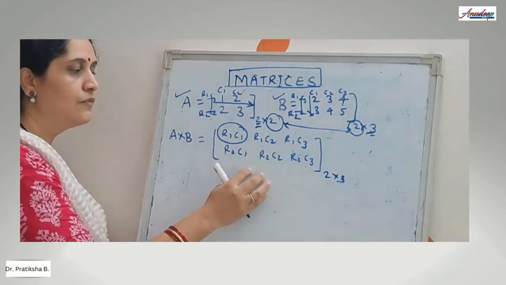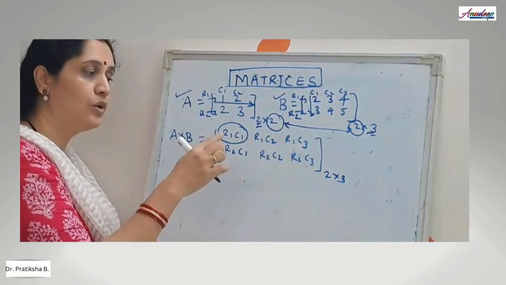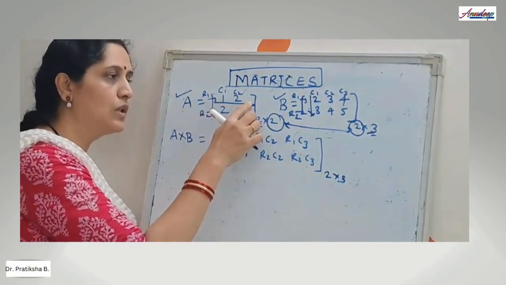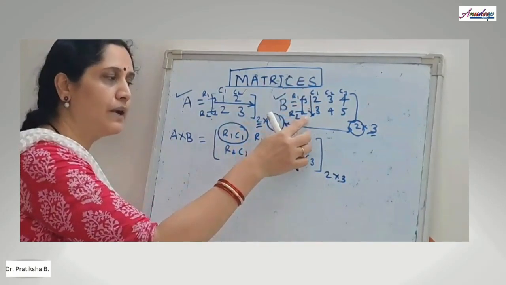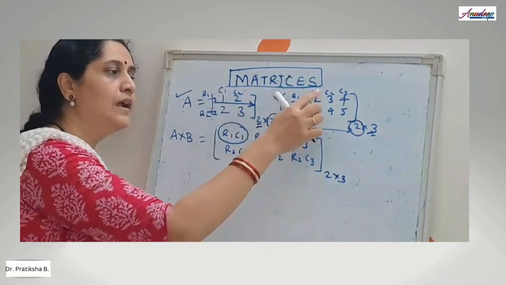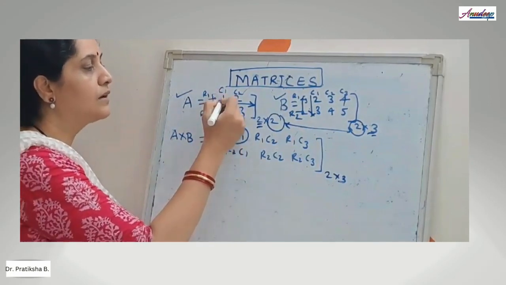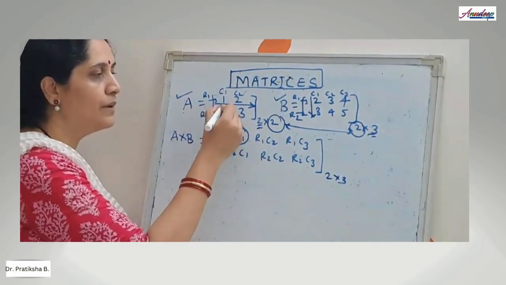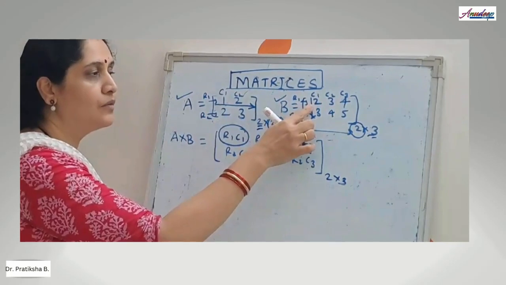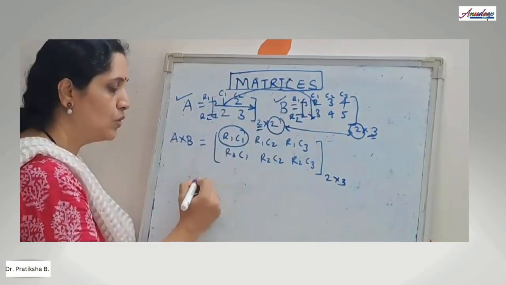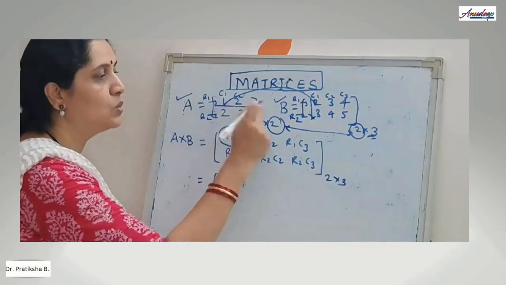For each element, we are going to evaluate the formula R1C1, that is, a row of the first matrix and a column of the second matrix. R1C1 is nothing but the corresponding elements of the row multiplied with the corresponding elements of the column. So here 1 should be multiplied with 2. When I write it, it will be 1 into 2 plus 2 into 3.